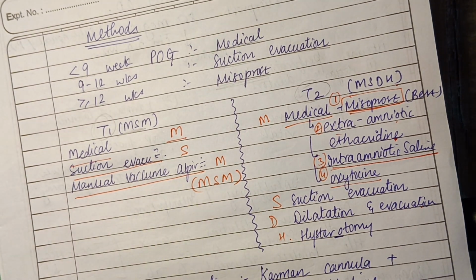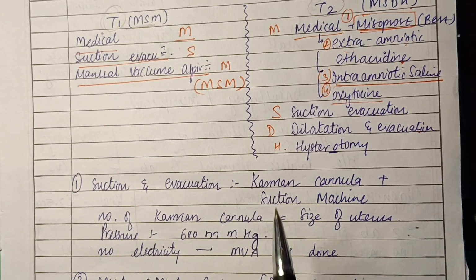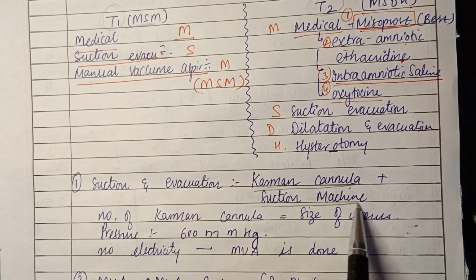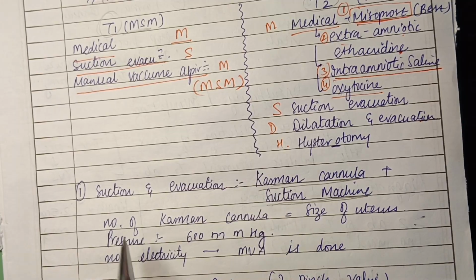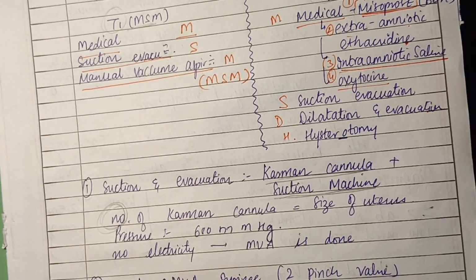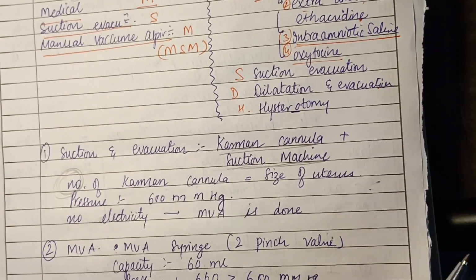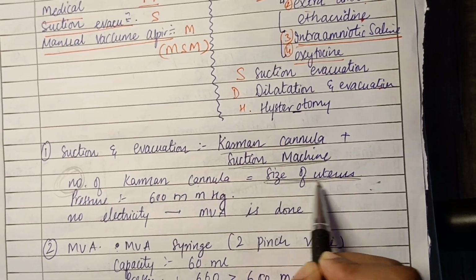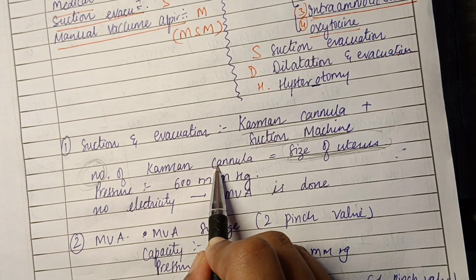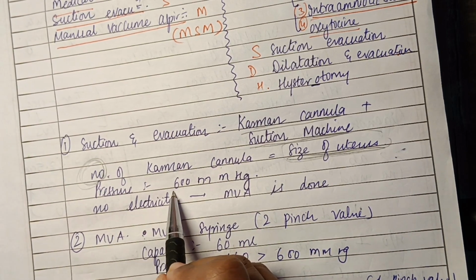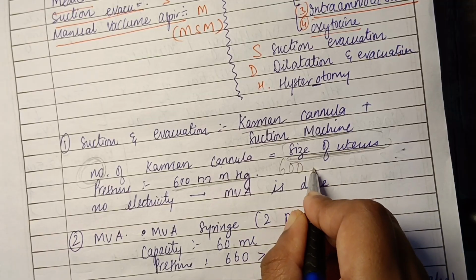Now, suction evacuation will be done with the help of Karman's cannula and suction machine. Now, the number of Karman's cannula, the question is asked. What will be the number of Karman's cannula? It will be equal to the size of the uterus. Whatever the size of the uterus, you will choose the same number of Karman's cannula. The pressure generated is 600 mmHg.